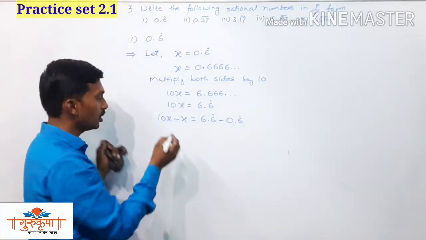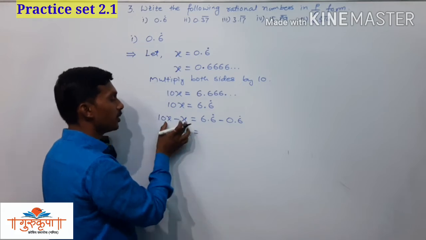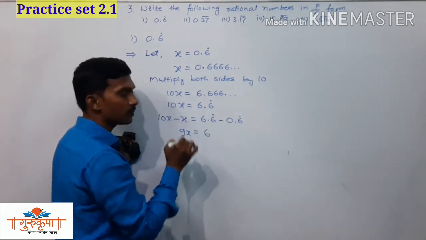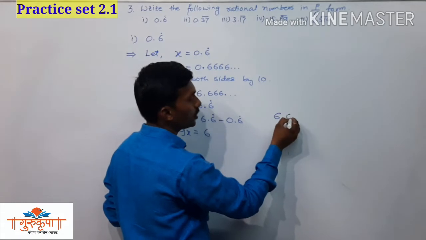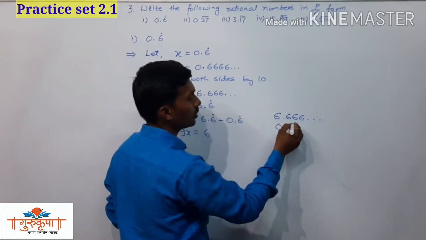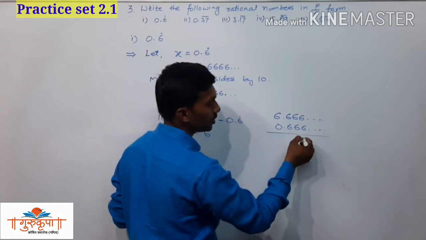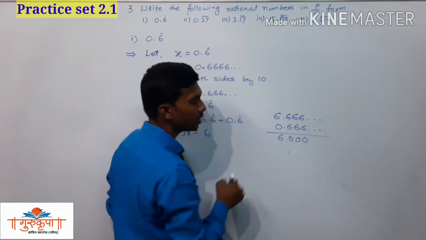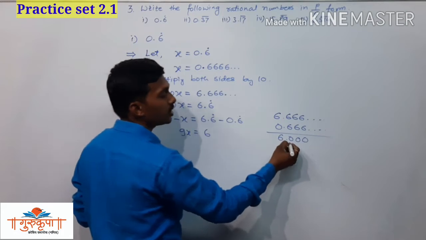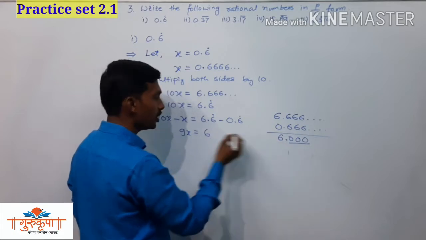Now take the subtraction. Here 10x minus x is 9x, and on the right the subtraction is 6 point recurring 6 minus 0 point recurring 6. Now 6 minus 6 is 0, and 6 minus 0 is 6. Recurring 6 minus recurring 6 is 0, the decimal sign stays as it is, and 6 minus 0 is 6. So our subtraction is 6 only.